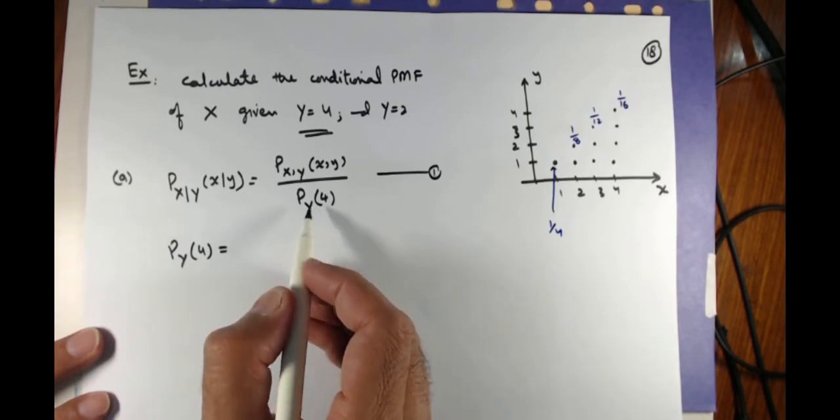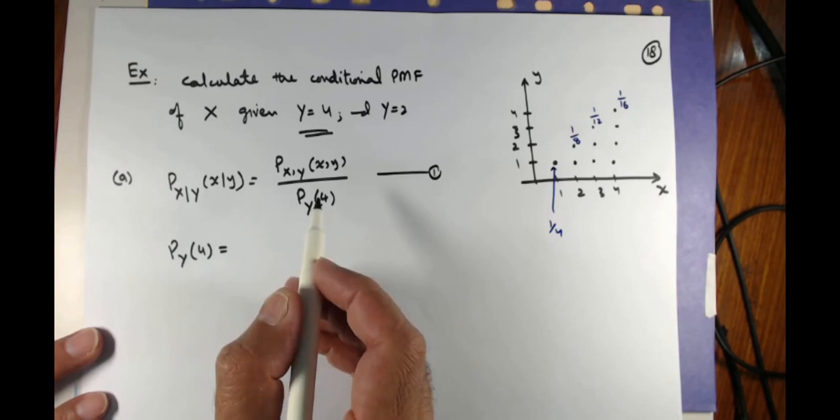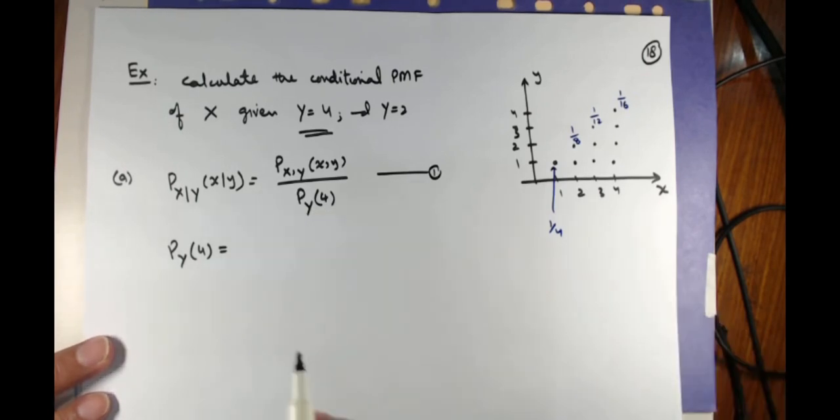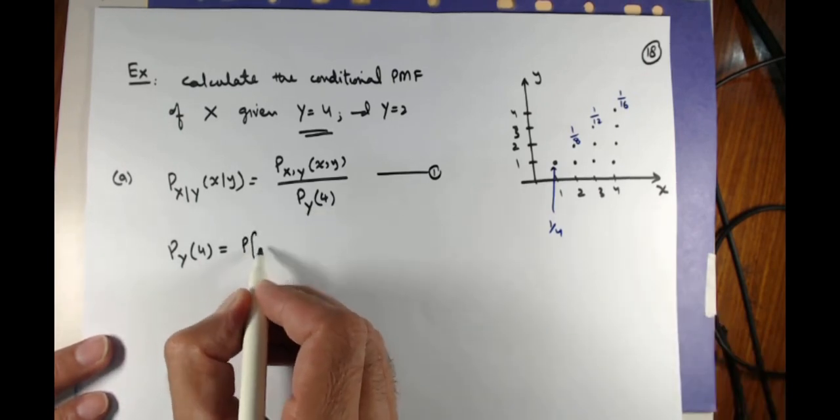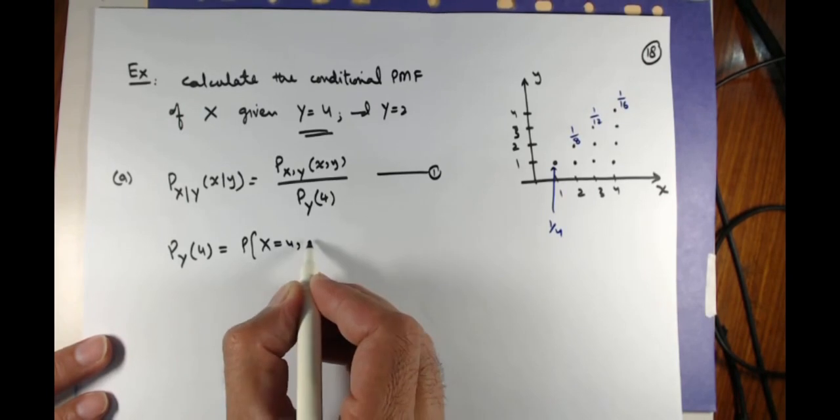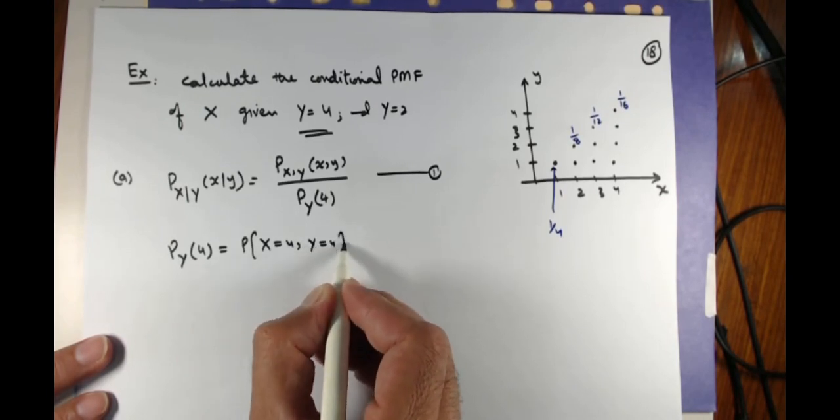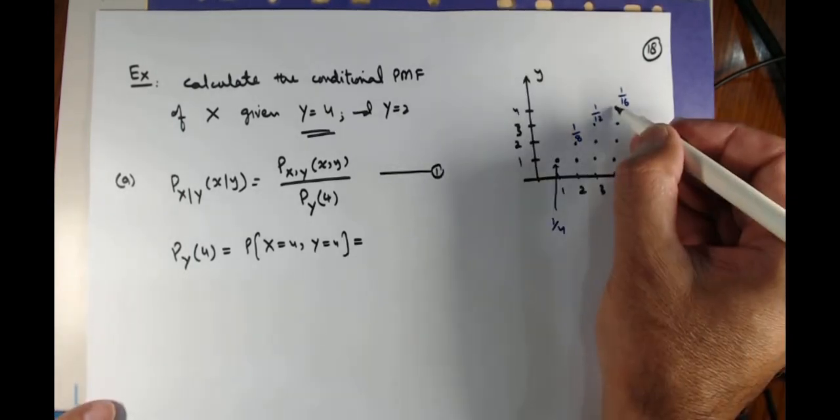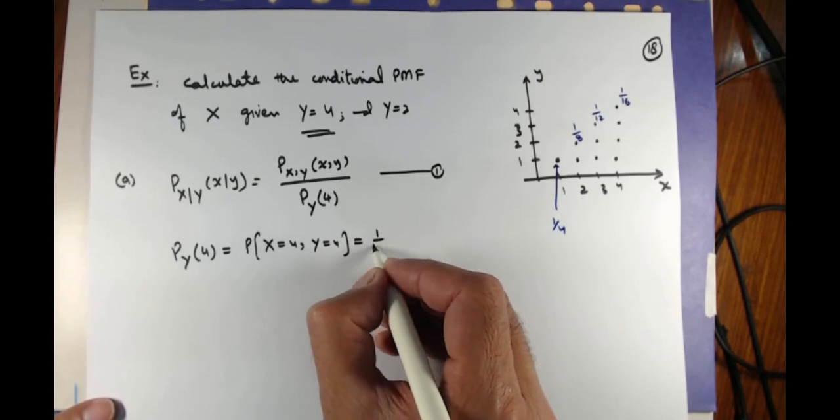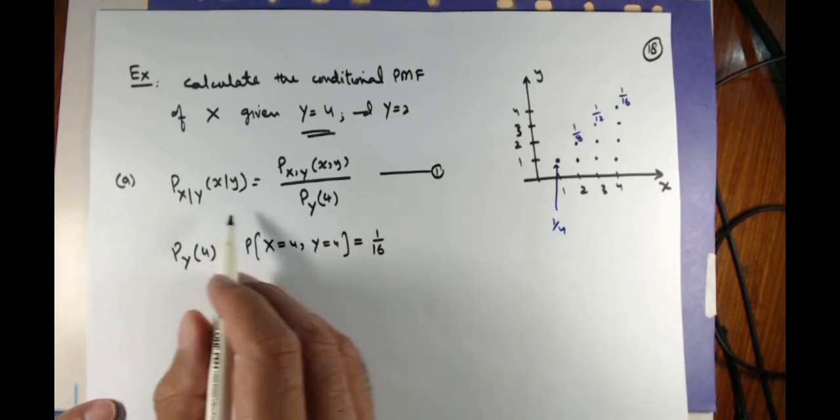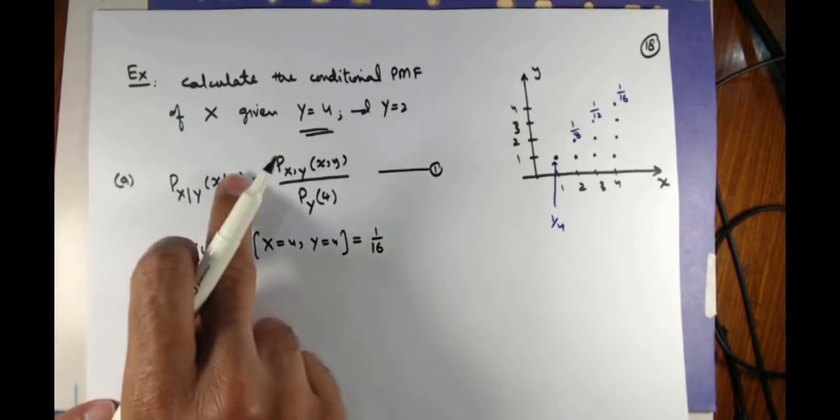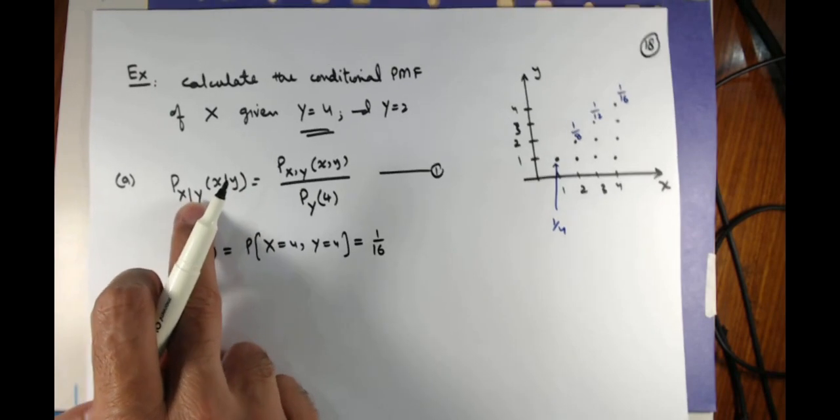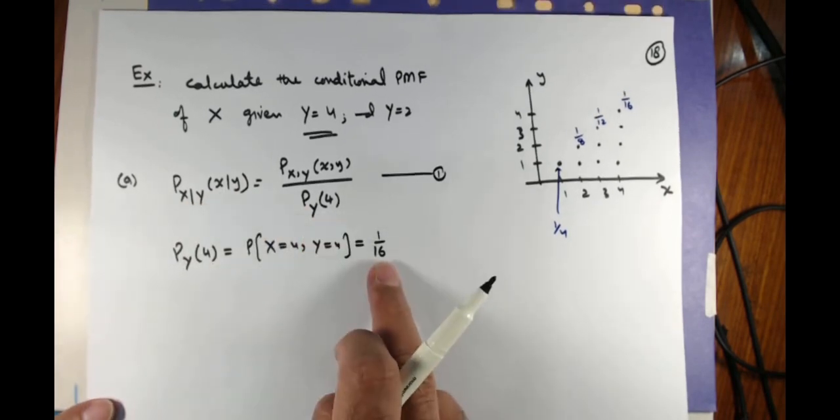First, we want to find the probability of the denominator. P sub Y of 4 is nothing but the probability that X is equal to 4 and Y is equal to 4. There is no other point where Y is equal to 4. This is just one particular point. So its probability is 1 by 16. So the common denominator for all these probability values will be 1 by 16.